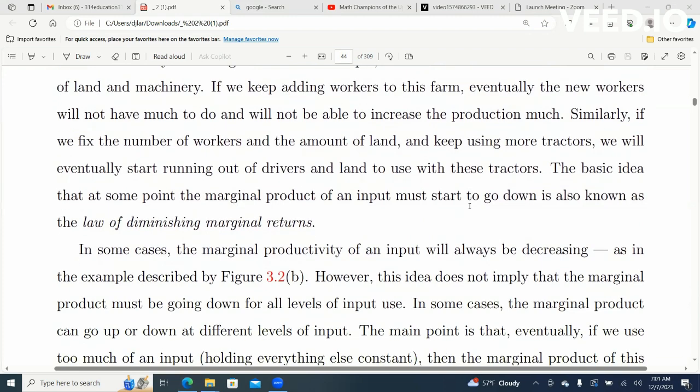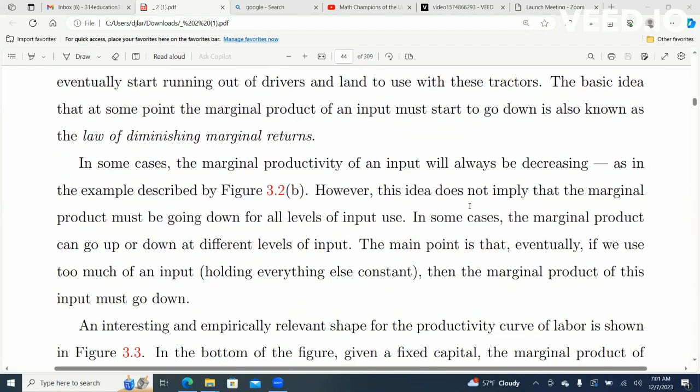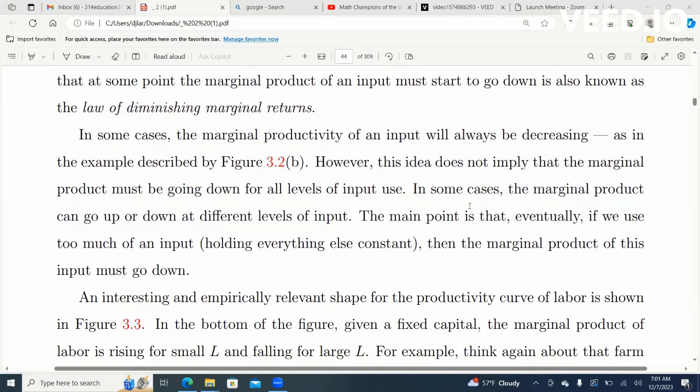Similarly, if we fix the number of workers and the amount of land and keep using more tractors, we will eventually start to run out of drivers and land to use with these tractors. The basic idea that at some point the marginal product of an input must start to go down is also known as the law of diminishing marginal returns. So that's basically the law of diminishing marginal returns.